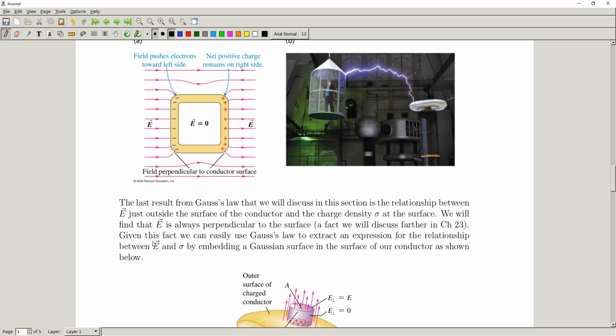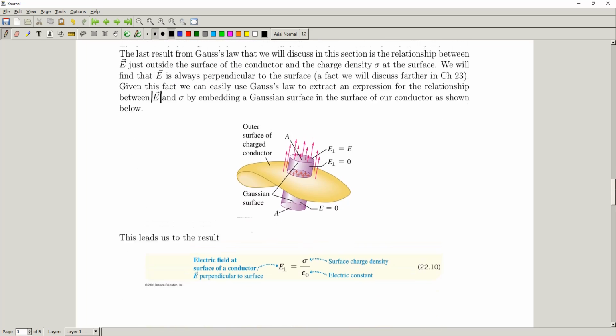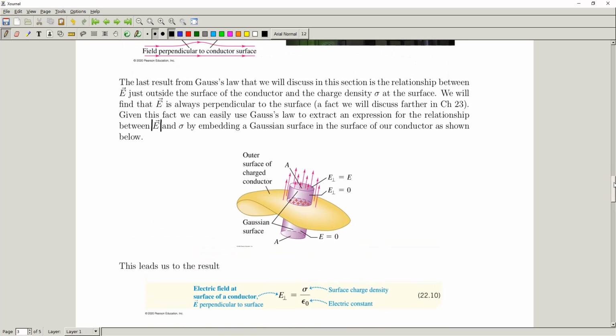And I just saw a typo. This should actually be the magnitude of the electric field, because we just talked about how it's going to be perpendicular to the surface, but we're now going to talk about the relationship between sigma, which is our charge density at the surface of our conductor, and the magnitude of the electric field at that point, because we already know about its direction, right? We just said it was perpendicular to the surface. And so how does this work?